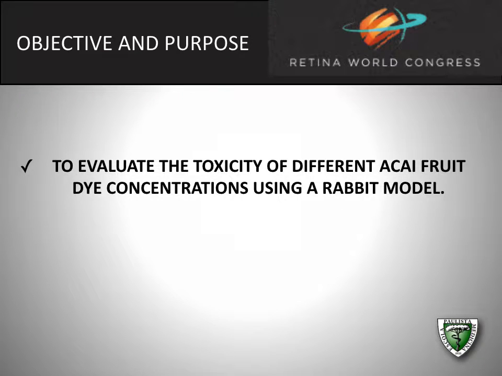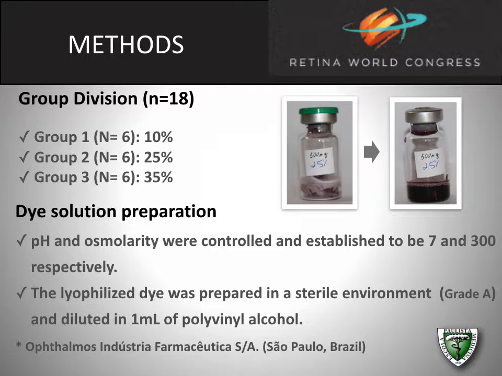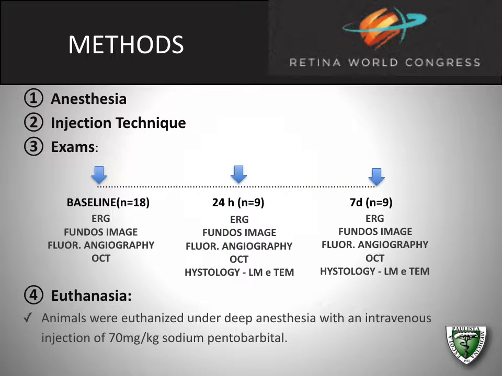The aim of this study was to evaluate the toxicity of these different acai fruit dye concentrations using a rabbit model. Animals were divided into three groups according to dye concentration: 10, 25, and 35%. pH and osmolarity were controlled and established to be 7 and 300 respectively. The lyophilized dye was prepared in a sterile environment and diluted in 1 ml of polyvinyl alcohol.